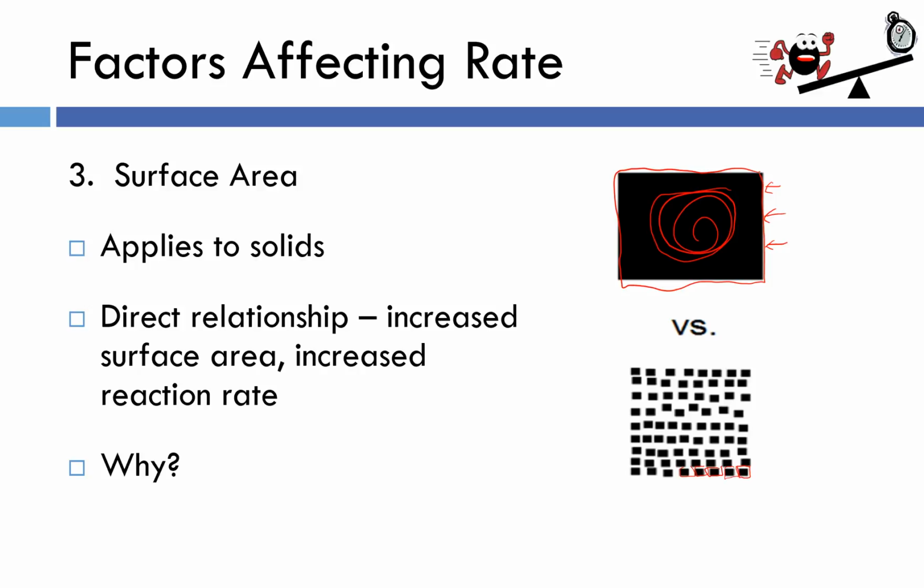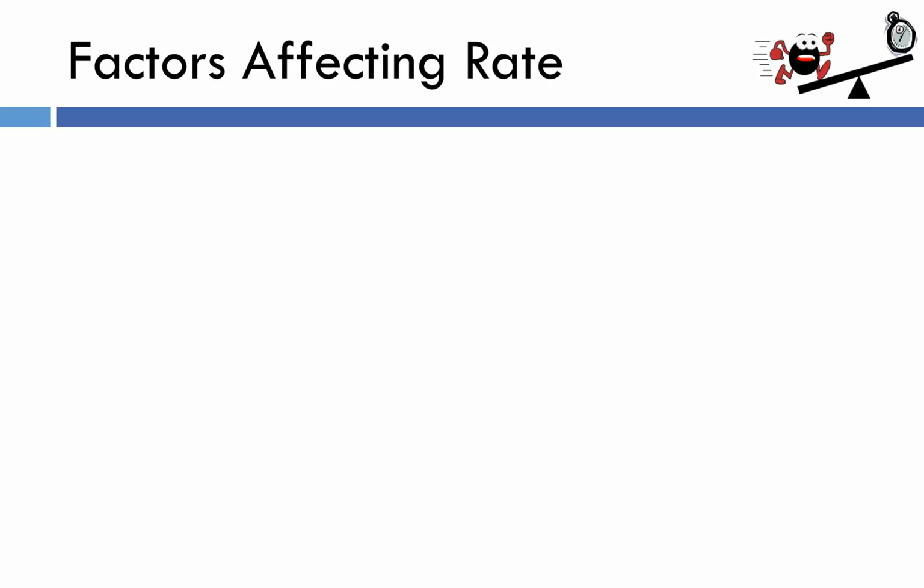Hopefully you're noticing a pattern. We're talking about, in these 3 cases so far, just find a way to increase the number of collisions that can occur. This is not going to necessarily, with the exception of kinetic energy, temperature, change the speed, but we're just increasing the odds of a collision occurring.